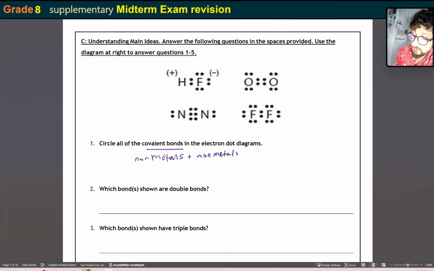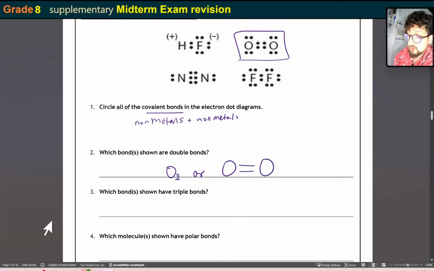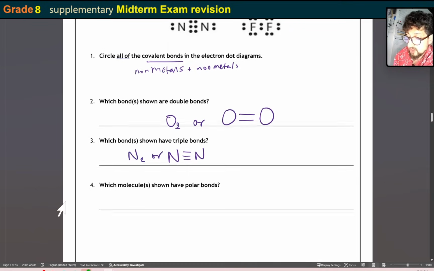Okay. Which bonds shown are double bonds? Oxygen is a double bond, O2, or oxygen with another oxygen, that's a double bond. Which bonds shown have triple bonds? So that's the nitrogen, N2. Which molecules shown have polar bonds?